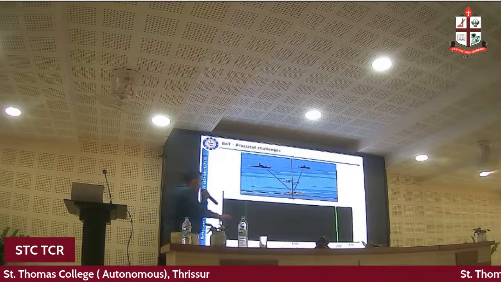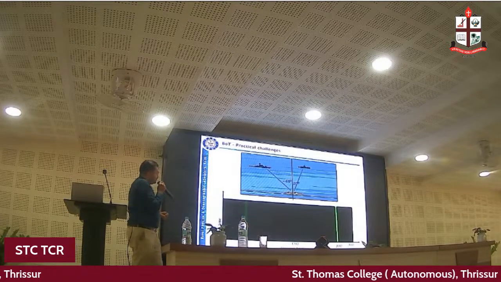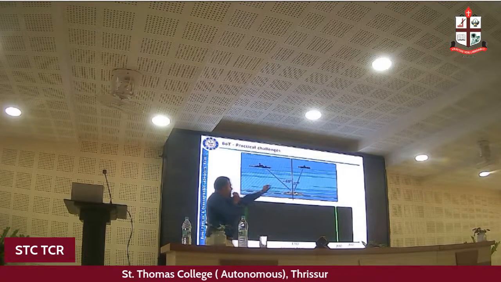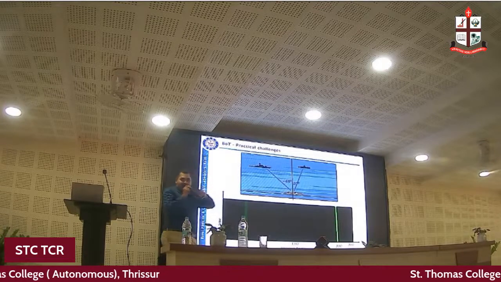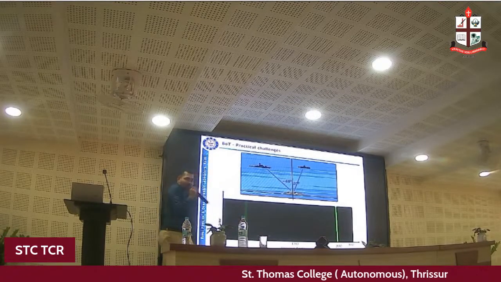A sonar display looks something like this. Now how to interpret this? You have two targets. This is our own ship. It is tracking one target at 20 degrees, another target is at minus 60 degrees. Okay, so in the display it will be something like this.